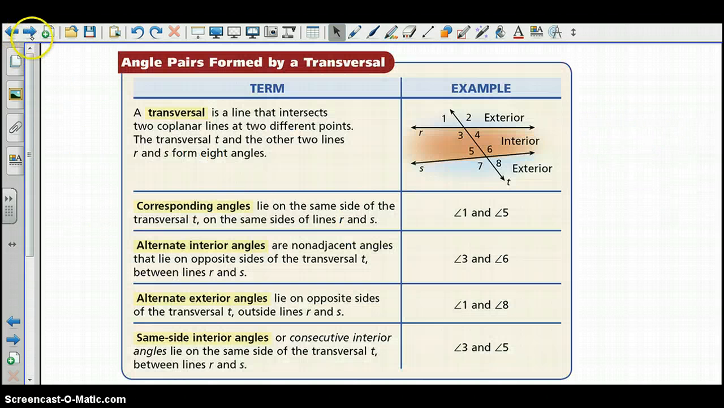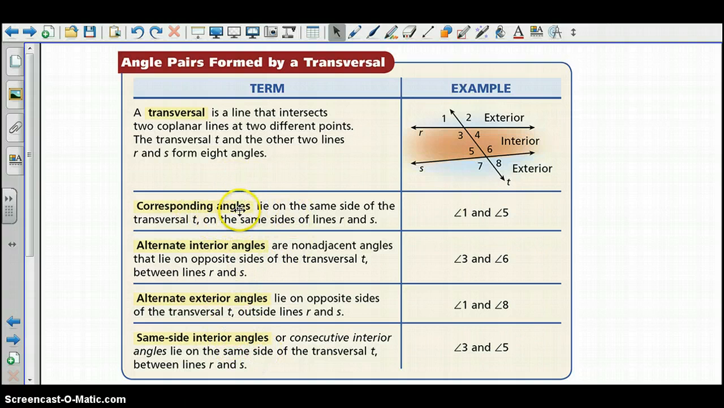All right. We have some other terminology that deals with the idea of what is called a transversal. Remember, a transversal is a line that intersects 2 coplanar lines at 2 different points. This transversal T and the 2 other lines, R and S, form 8 angles. 1, 2, 3, 4, 5, 6, 7, 8. Those 8 angles are going to be related as possible pairs of angles written out here.